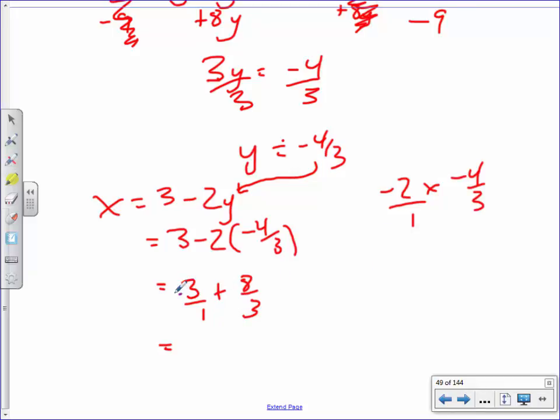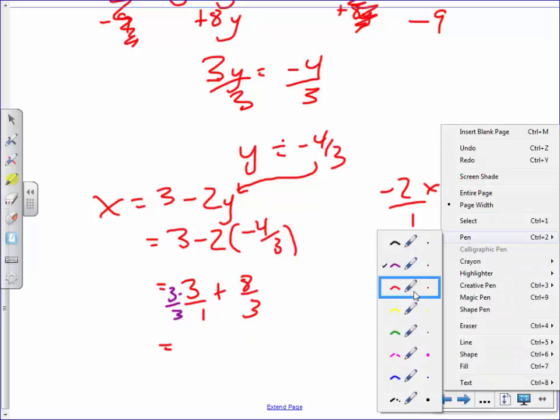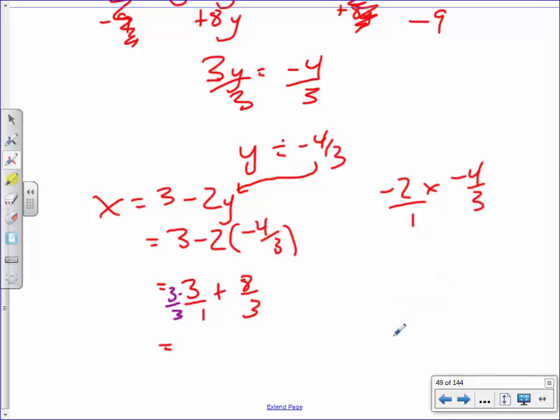If I times this guy by 3 over 3, that's like timesing by 1. Does that actually change the value? Hopefully no, it doesn't. So it's almost like I'm upscaling it. This 3 over 1 can be written as 9 over 3. Does that make sense? 3 times 3 is 9, 3 times 1 is 3. So 9 over 3 and 8 over 3 gives a grand total of 17 over 3.